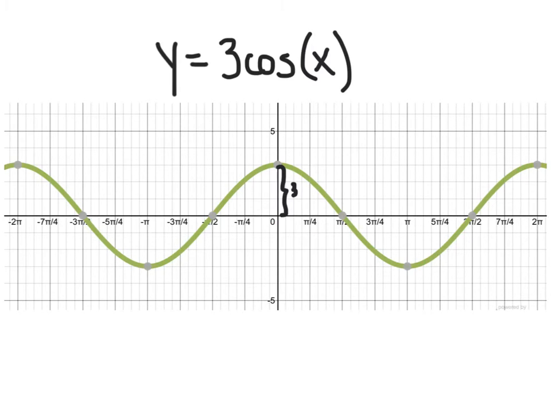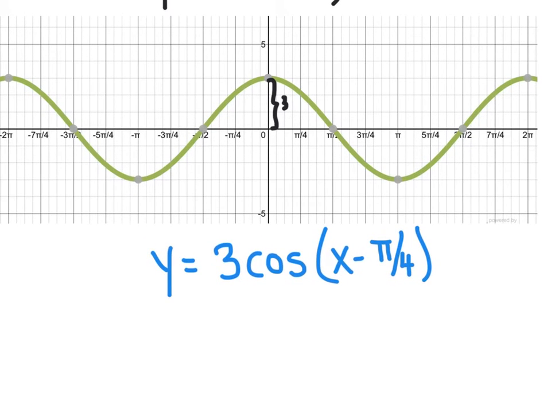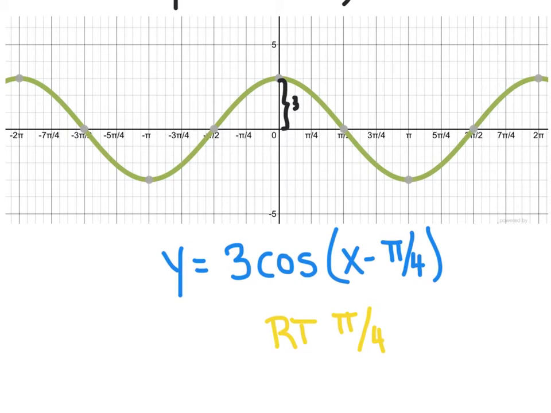Now my challenge to you is, on the same axes, can we graph 3 cosine of the quantity x minus pi over 4? Okay? And what you'll notice right away is we're trying to shift the graph. We're trying to move to the right pi over 4 units. So I'm going to apply that to each and every point here on the graph. And let's see what this is going to eventually look like.